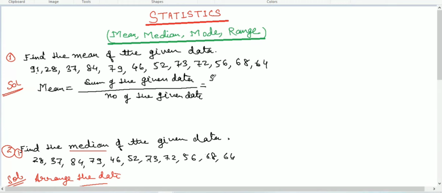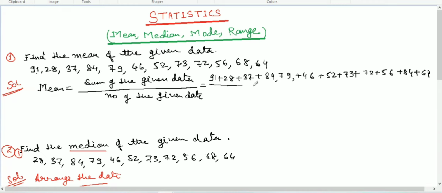So we have to add here 91 plus 28 plus 37 plus 84 plus 79 plus 46 plus 52 plus 73 plus 72 plus 56 plus 84 plus 64. So as the formula of mean is the sum of the given data, all over we have to divide it by the number of the given data.